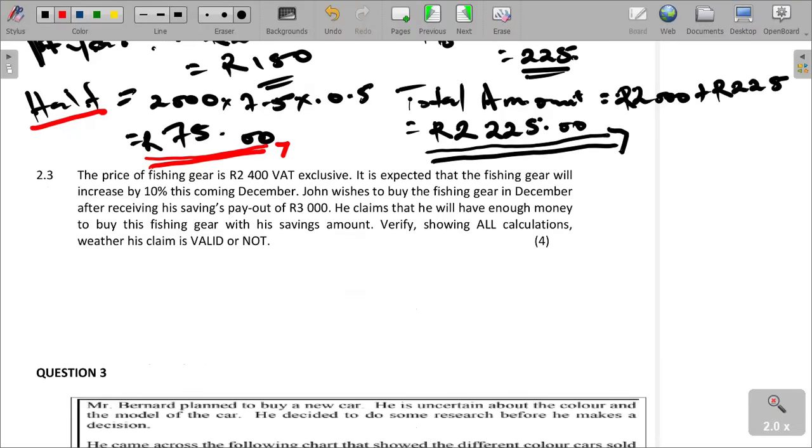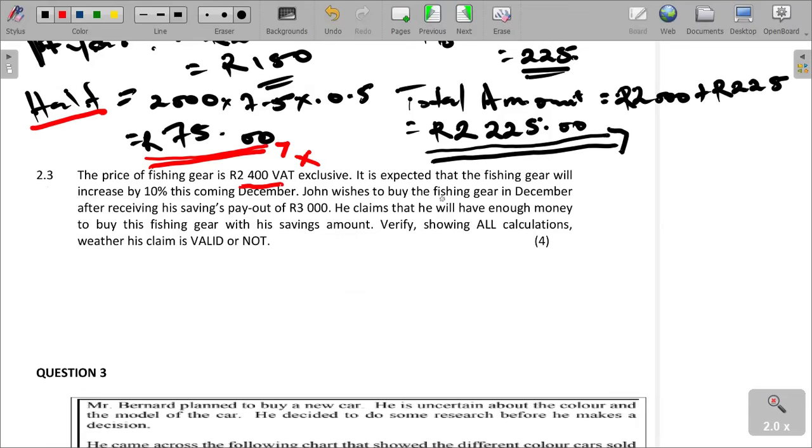I'm sure that we can see. And then the price of fishing gear is 2,400. The price of fishing gear is 2,400 exclusive of VAT. It means without VAT, with no VAT. VAT excluded is 2,400. It is expected that the fishing gear will increase by 10% this coming December.